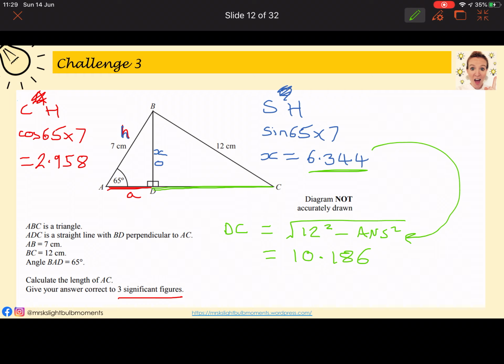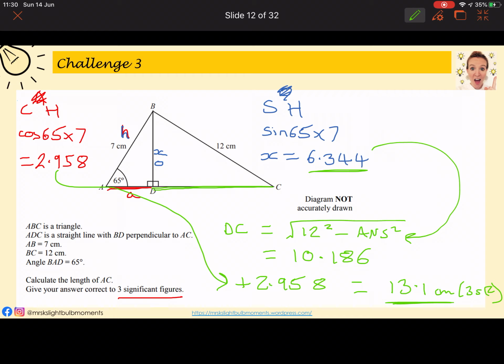I've got to add on the length I found from the previous question. So we have got to add on 2.958, and we would get 13.1 when we rounded to 3 significant figures. So it's 13.1 centimetres to 3 sig fig as our final answer. Okay, so split that one up. We've done a bit of trigonometry, then trigonometry again, and then a bit of Pythagoras to put it all together.